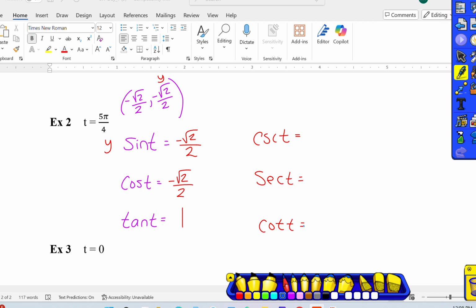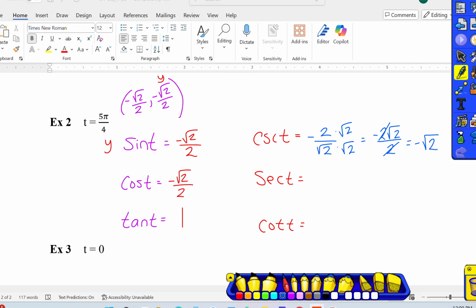Okay. I'm going to flip sine here. So that would become negative 2 over root 2. I'm going to fix it. I don't want that radical in the denominator. I'm going to multiply by root 2. Negative 2 root 2 over 2. These 2's cancel, which is negative root 2.